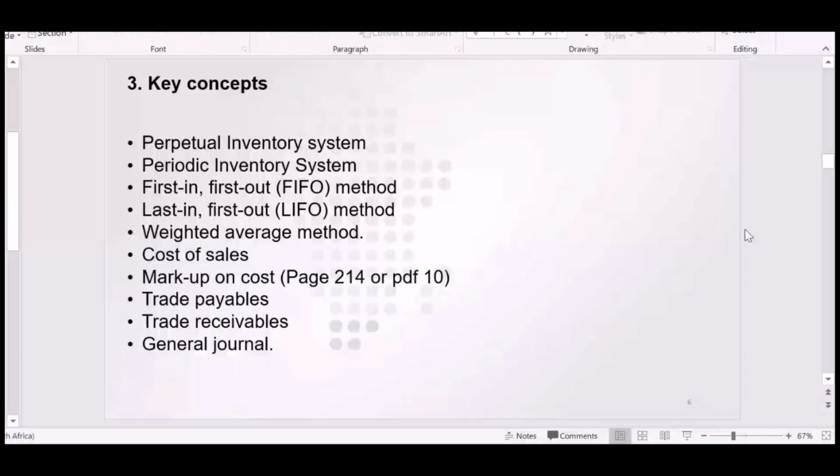First in, first out, last in, first out, and weighted average method. Who wants to tell us what those are? Nyakalo, what is first in, first out? What is last in, first out? And what is the weighted average method of inventory valuation?